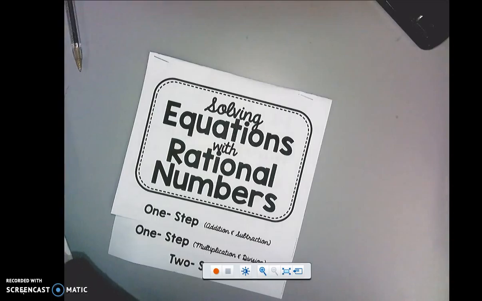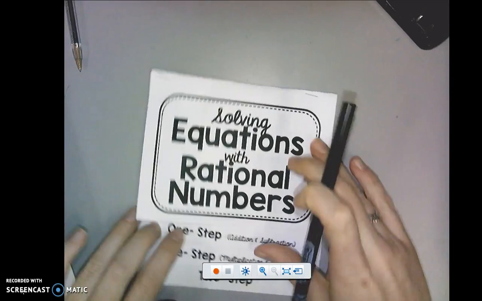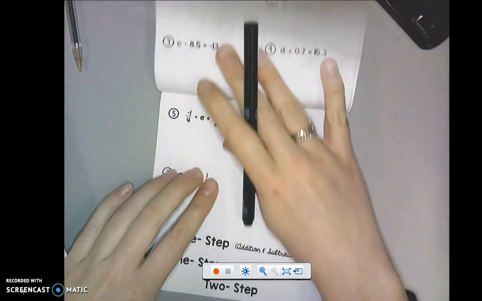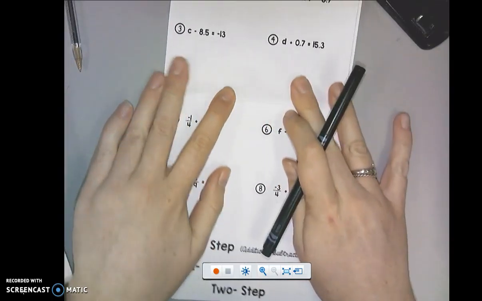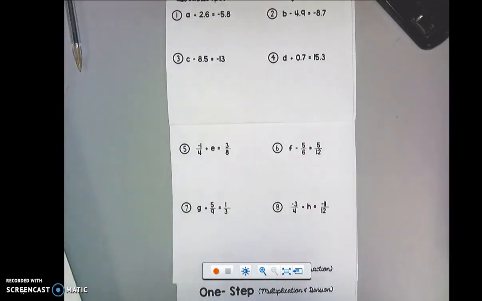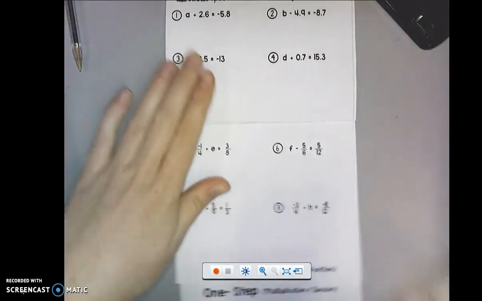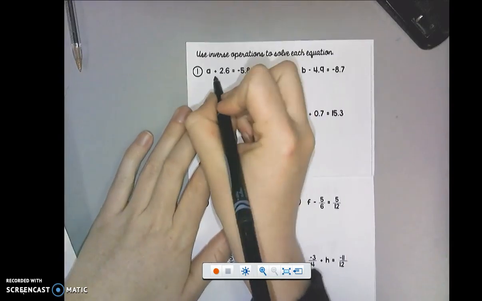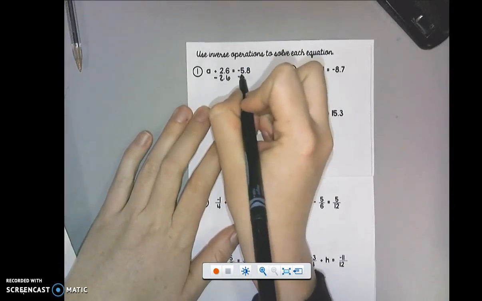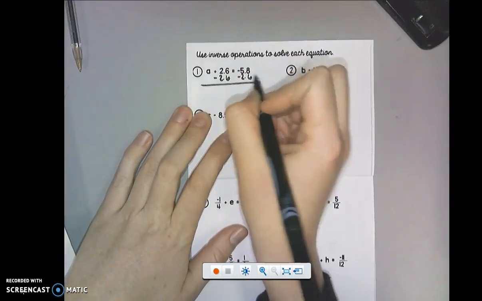Alright, so now we're going to do solving equations with rational numbers, meaning fractions and decimals. Our first one we're going to practice with addition and subtraction. So we're going to open up to our top tab, and we're going to add like so. The same rules apply: always do the inverse operation. For number 1, we're going to subtract 2 6/10. Remember, decimal points we need to line up.